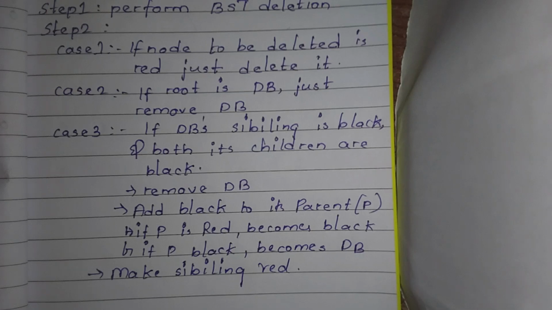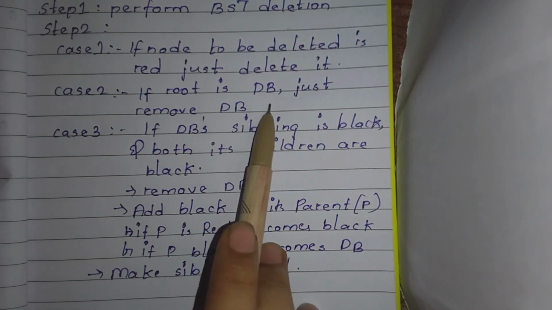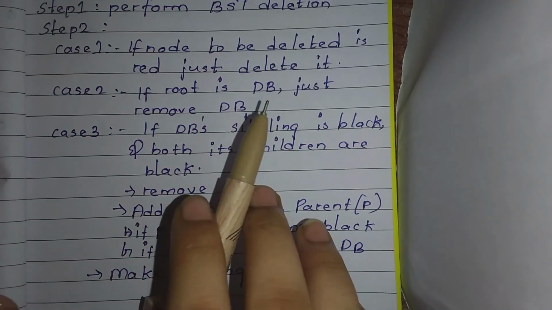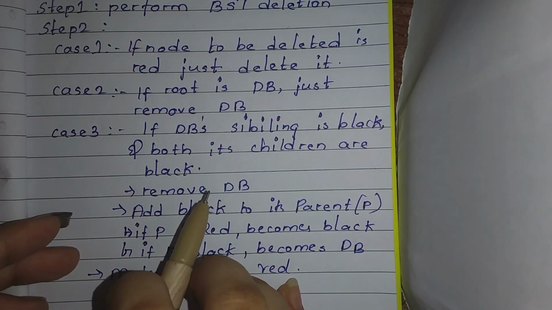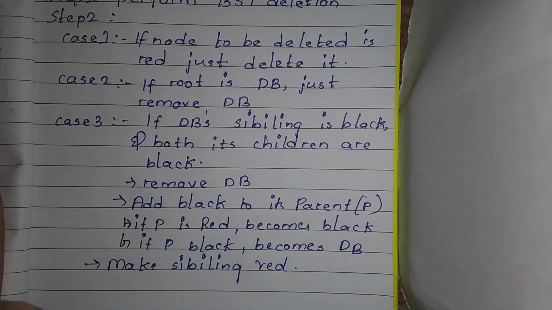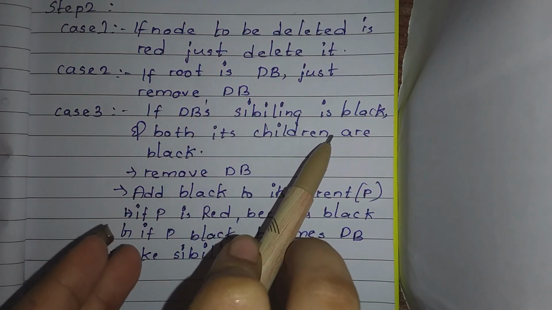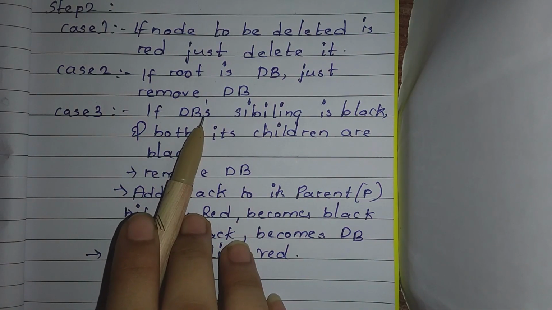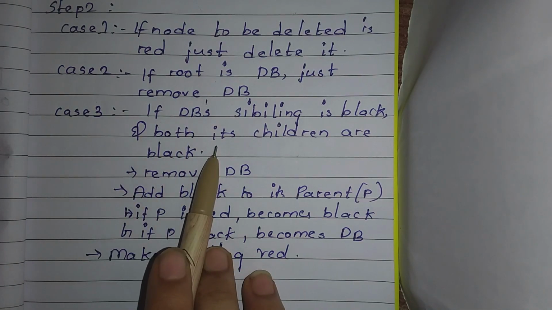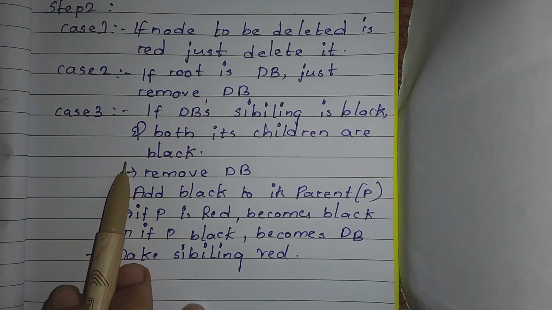Now, if we consider case 2, if the root is double black, just remove the double black. If the double black occurs in a root, then there is no need to perform any operation. We just delete it. In case 3, if the double black's sibling is black, then both its children are black. The double black means it contains two blacks. So here are the conditions to follow in order to remove the double black.